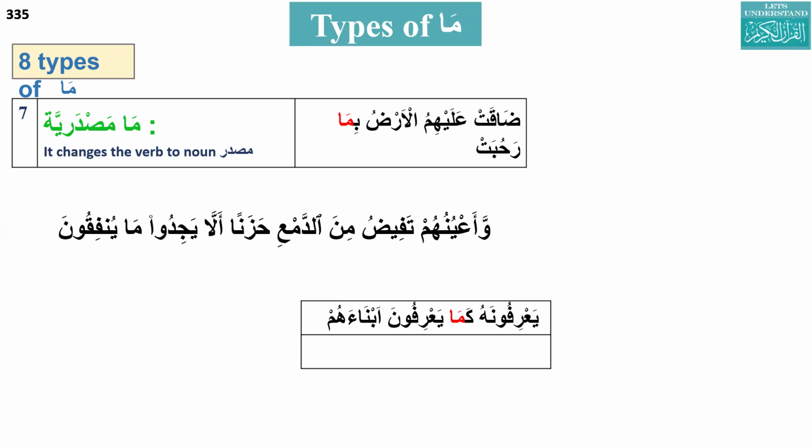So what will it do? It changes the verb into noun. So yunfiquna means they spend. And if we change this verb into a masdar, this yunfiqu is coming from anfaqa, yunfiqu, infaq. So yunfiquna, if we change into masdar, it will be infaqahum, their spending, because the pronoun inside is they, so we can say their spending.